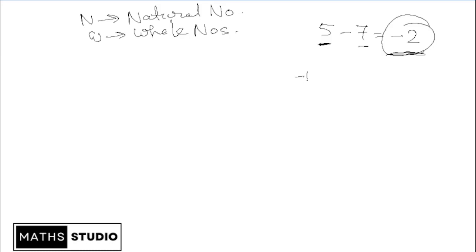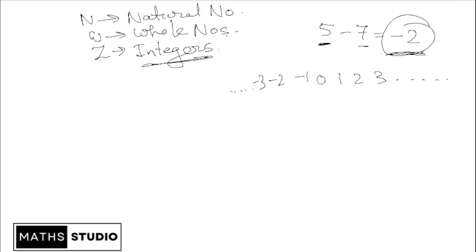Okay, that is -1, -2, -3, and so on, along with 0, 1, 2, 3 on this side, and -1, -2 on this side. This was represented by the symbol Z, and these are known as integers. Okay, so integers include whole numbers and natural numbers. Whole numbers include natural numbers.